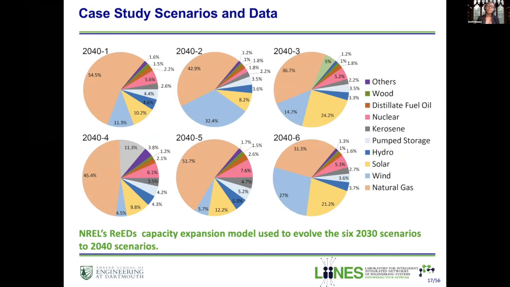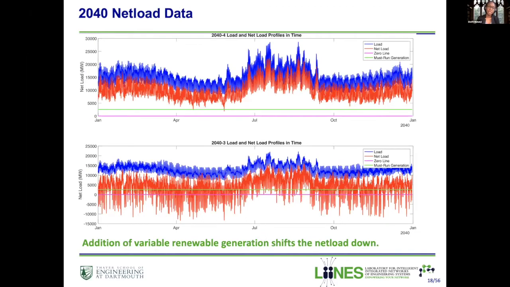The two main scenarios to note here are scenario 2040-3, which has a high penetration of renewables, and you'll see why that's important on the net load in the next slide. And scenario 2040-4, which was the business as usual scenario if the ISO New England system were to evolve at its current pace. So this is just a depiction of the net load for the business as usual scenario at the top, where you see that the net load is never really zero. But in the high renewable scenario, the net load is mostly below zero.